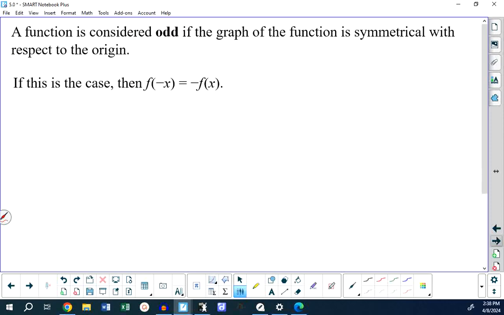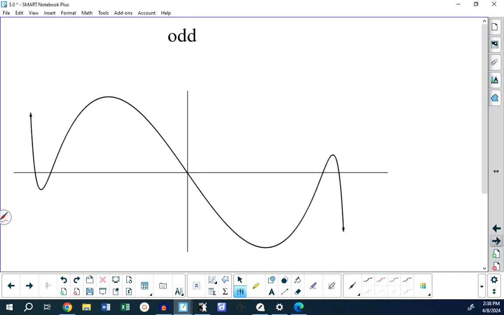A function is considered odd if it's symmetrical with respect to the origin, and I'll show you what this looks like in a second. By the way, the graph that we did was odd, had an odd symmetry. If f of negative x equals negative f of positive x, what does that mean? Would you agree this is symmetric in a twisted way through the origin? This is what we mean by odd.